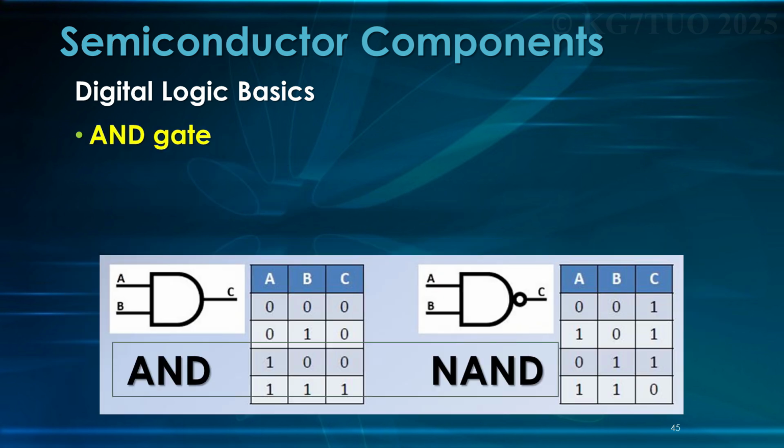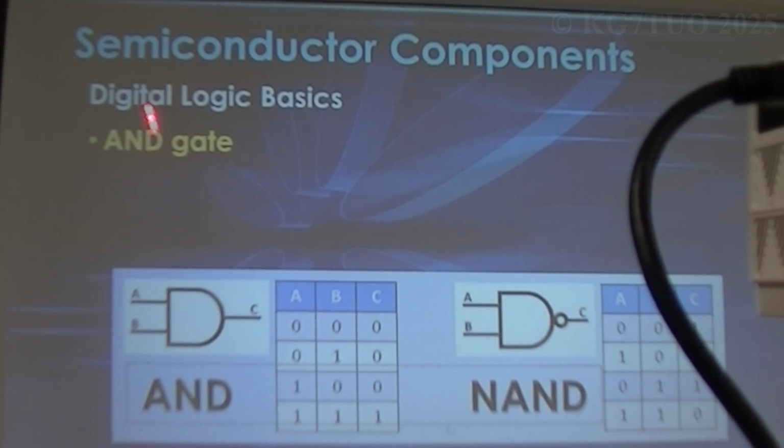This is an AND gate. It looks like a D, and AND ends with a D. So a D is an AND. Okay, AND gate: if A is off and B is off, C is off, because you need A and B to get C. If A's on and B's off, or A's off and B's on, we don't have both, so we got nothing. If A and B are on, we get output on C.